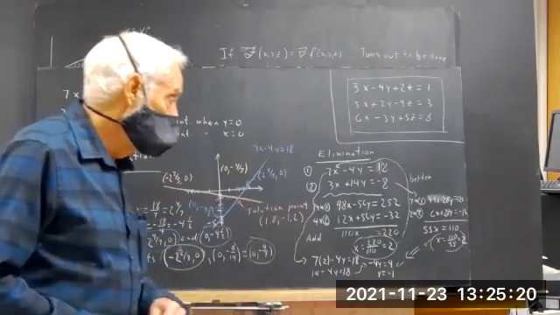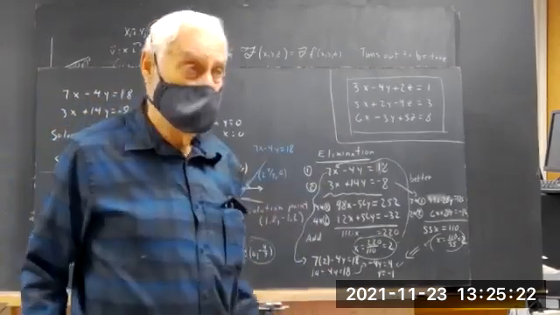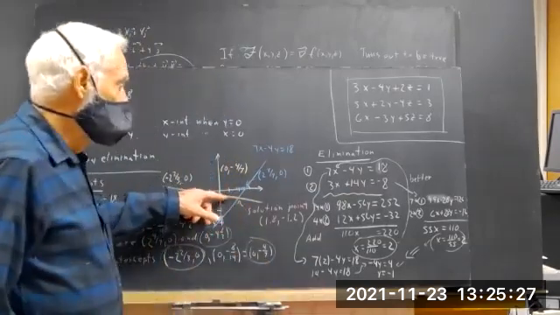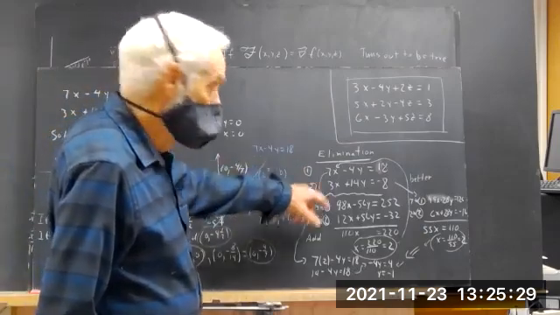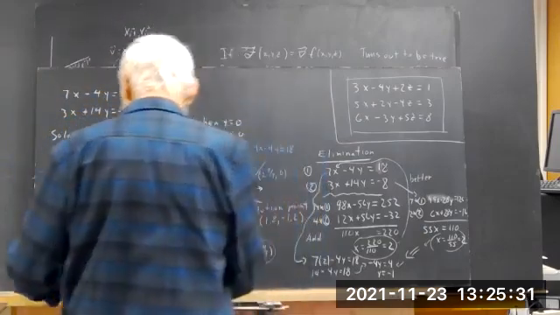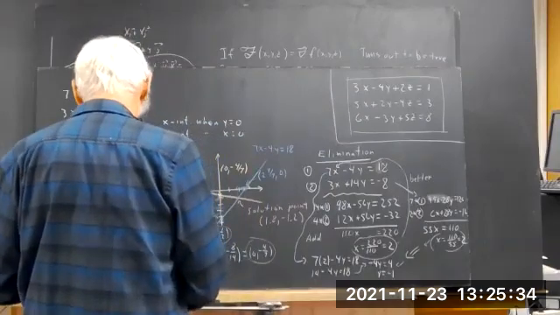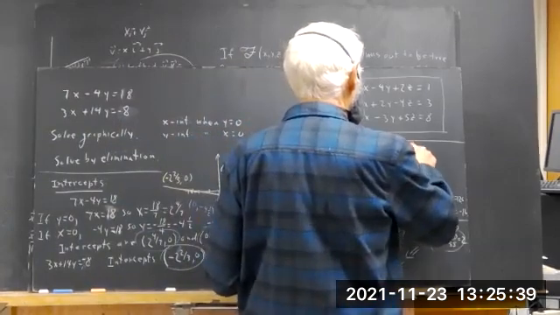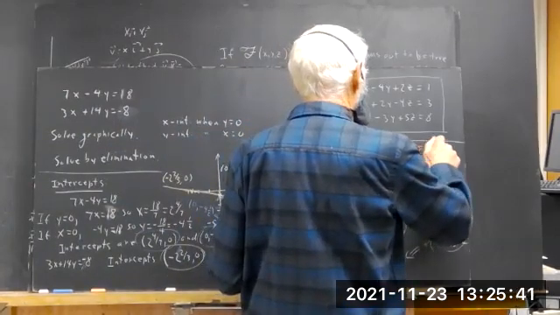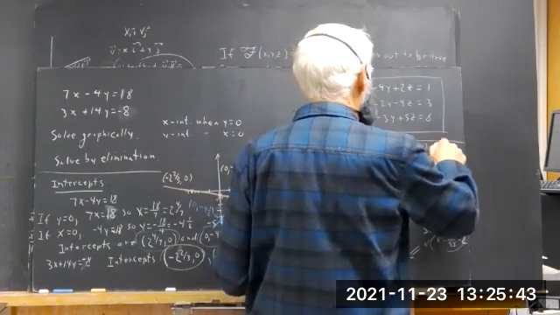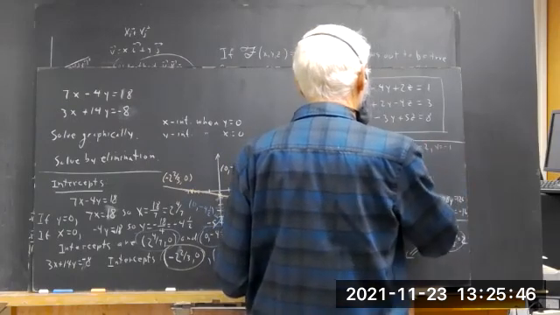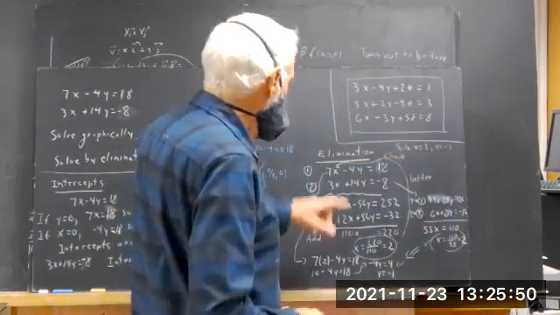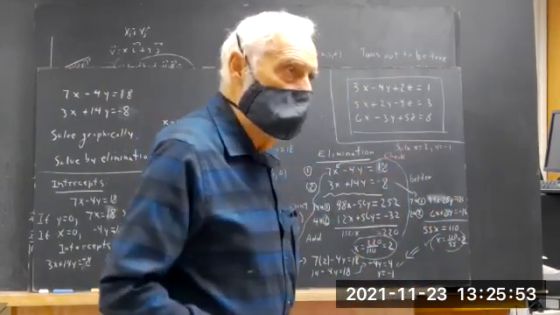Now we check by substituting 2 and negative 1 into the original equations. Even though this gives us good confirmation, we check. So we'll say the solution x equals 2, y equals negative 1. Check. Well, we have 7x minus 4y has to equal 18.